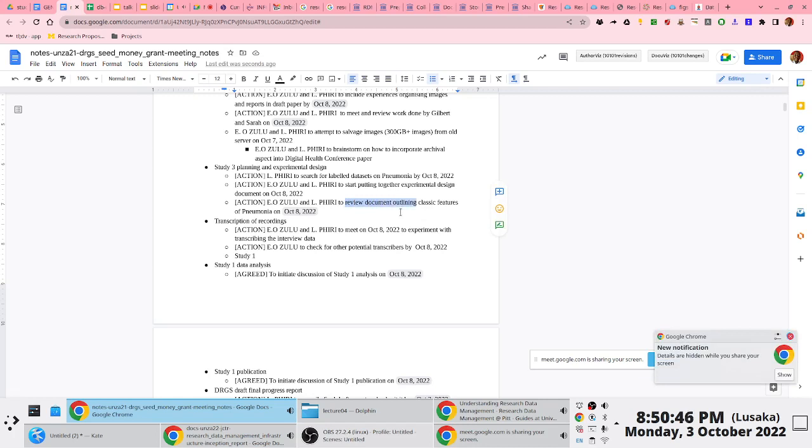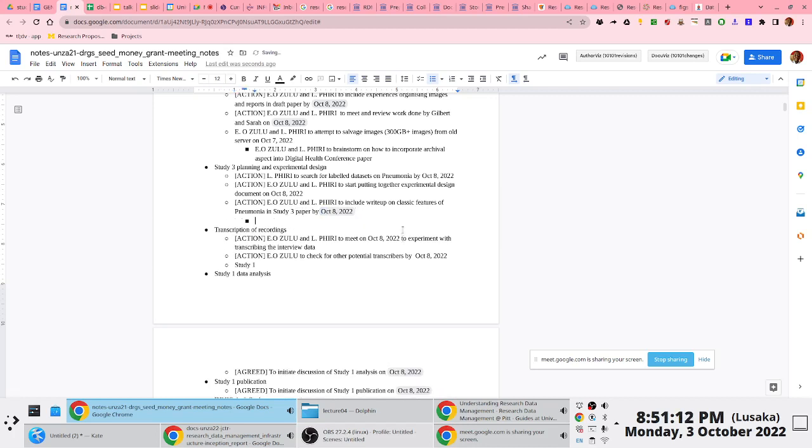We include a write-up of the classic features of pneumonia in the study 3 paper. So I'll create a template myself, and then we can start fleshing it out. I'll just say the period to create the template, and then I'll start fleshing it out. Okay, yeah, this is good. Thanks for this.